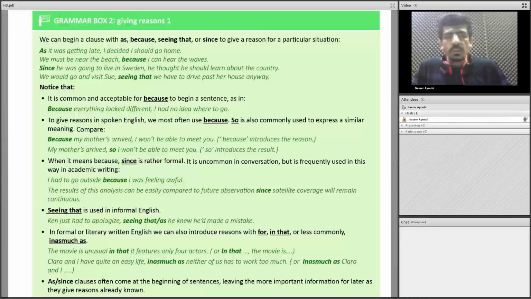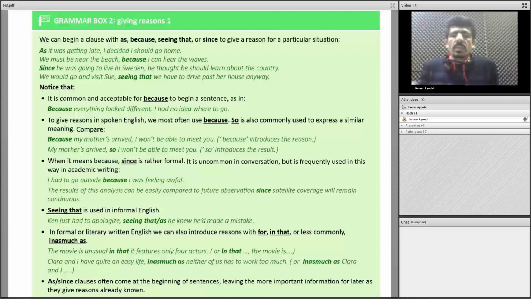Seeing that or seeing as. They are used, especially seeing as, in informal contexts. For example, I mean more examples. For as: I was tired after my journey, as I had been driving non-stop for 12 hours.